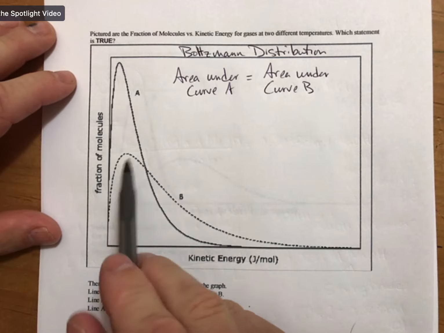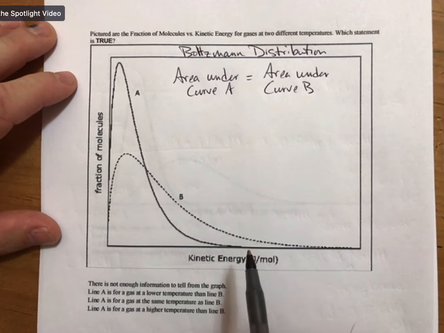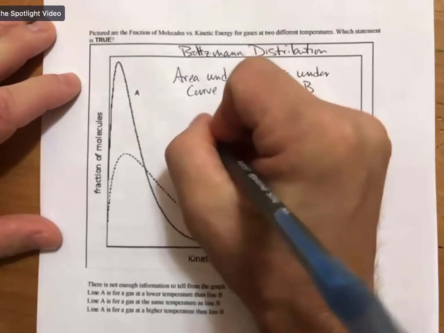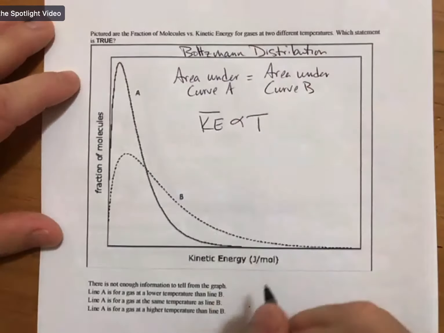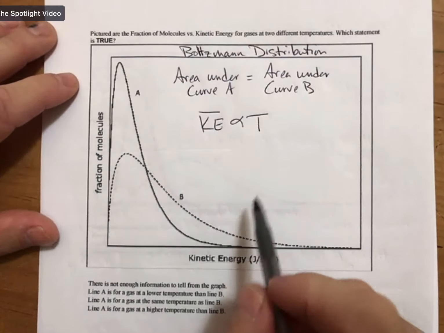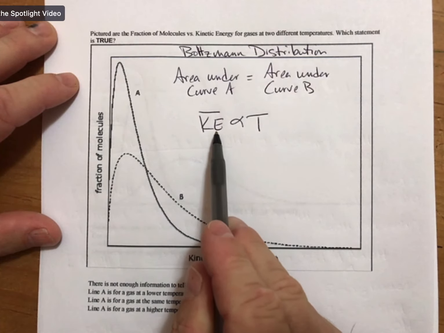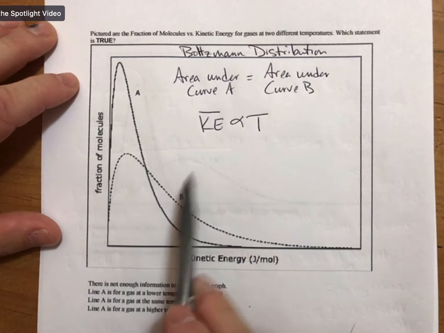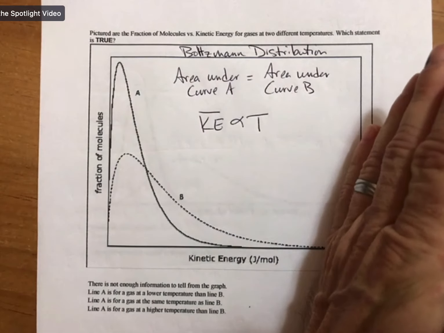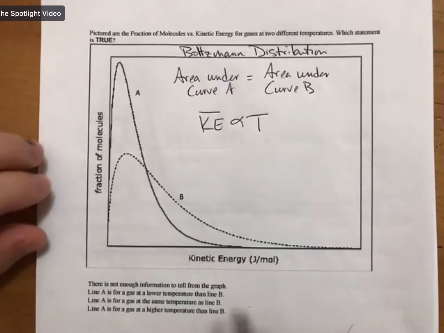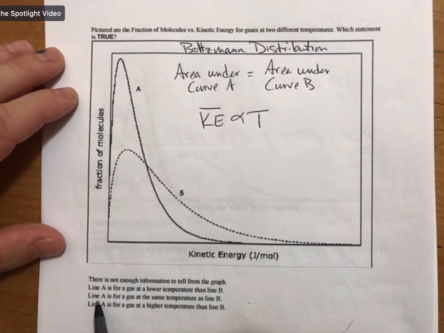And all that's happening as you go to higher speeds or higher temperatures, using the relationship that the average kinetic energy is proportional to temperature, is that as temperature increases, average kinetic energy increases, and these curves get squished to higher kinetic energies.